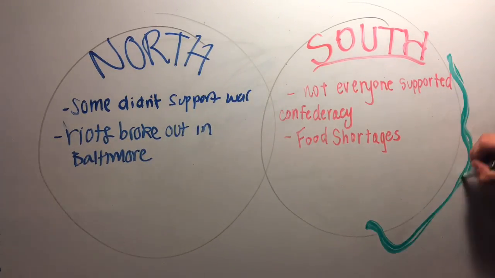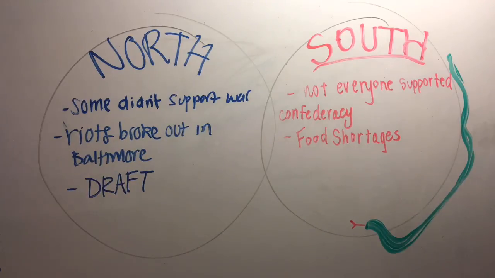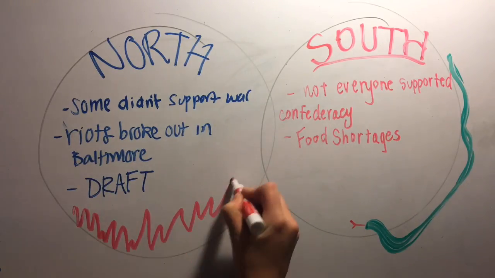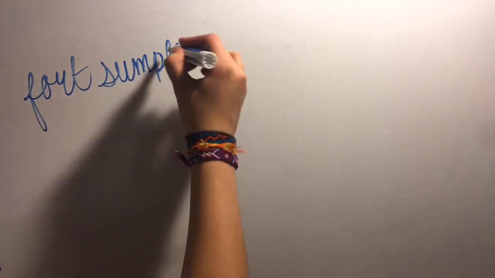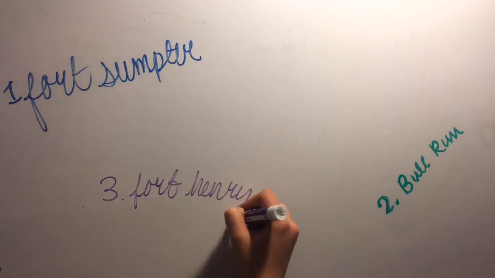An important aspect of the North's strategy was Scott's Great Snake, which blockaded southern ports, putting a stopper on trade. The Civil War consisted of over 150 major battles. The most important battles were ones like Fort Sumter, Bull Run, Antietam, and Gettysburg.